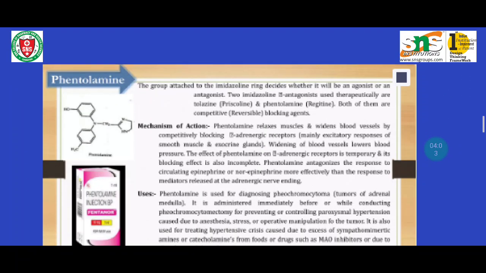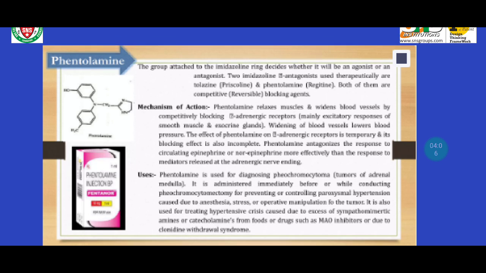Next, we are moving to the phentolamine structure. The group attached to the imidazoline ring decides whether it will be an agonist or an antagonist. The two imidazoline antagonists used therapeutically are tolazoline and phentolamine, and both are competitive blocking agents. The mechanism of phentolamine is that it relaxes muscles and widens blood vessels by competitively blocking alpha adrenergic receptors. Widening of blood vessels lowers blood pressure.